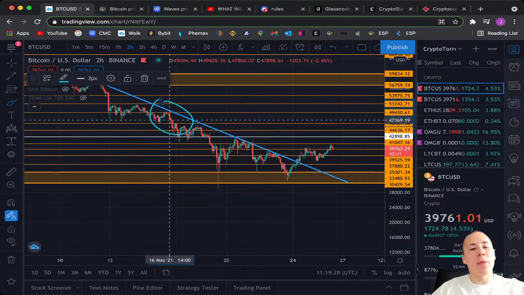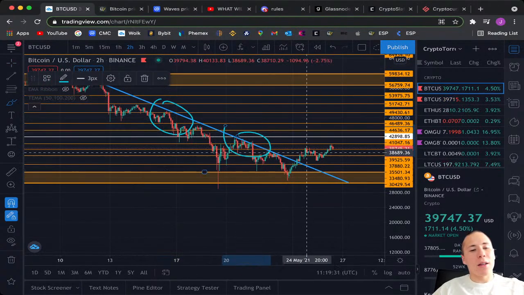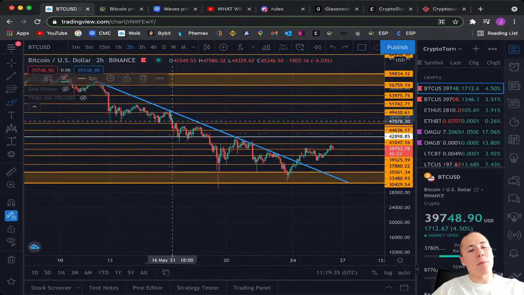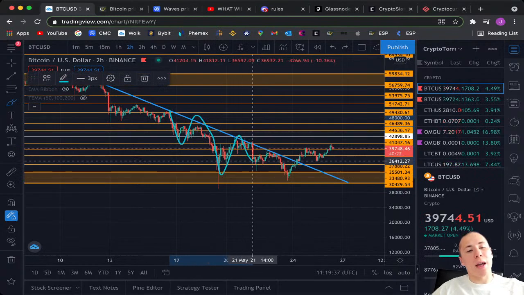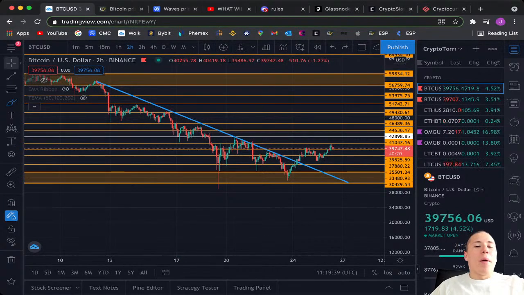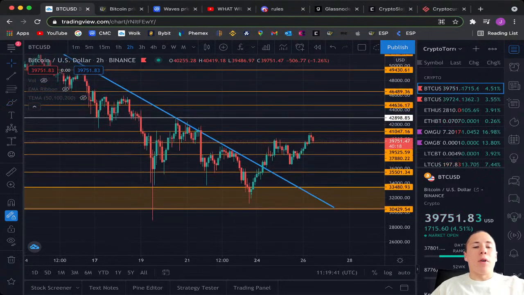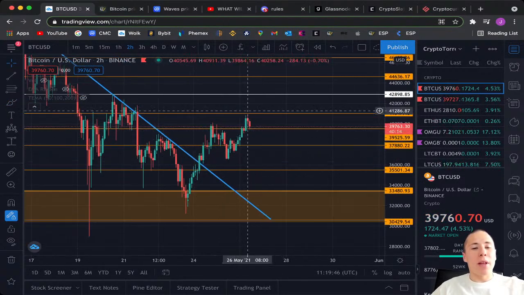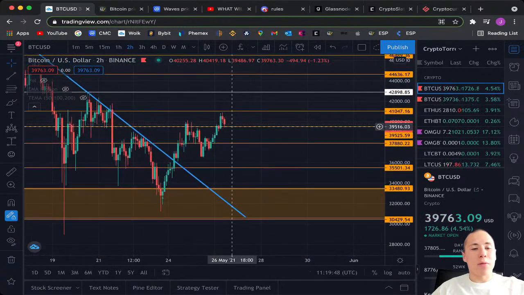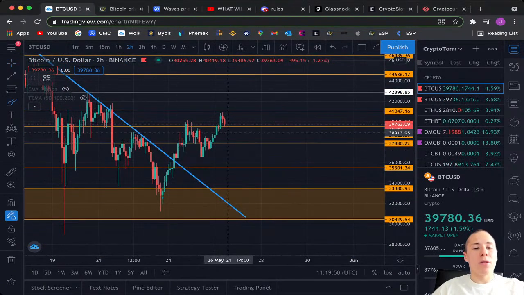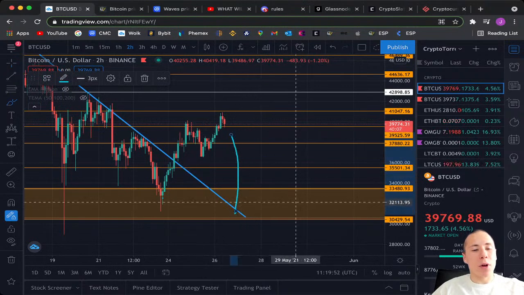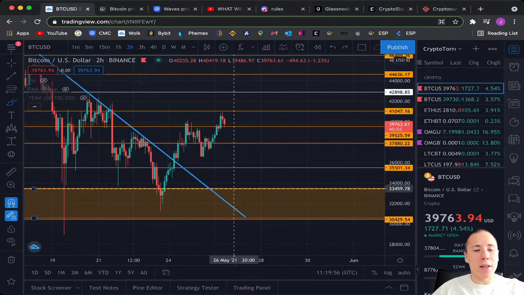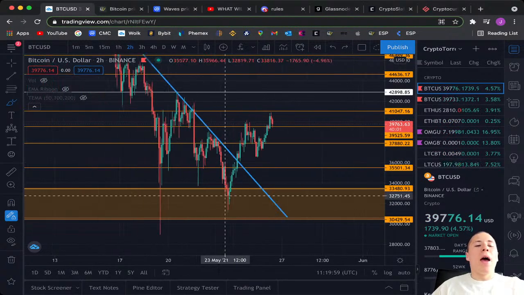We could see that there were many touch points on this downward sloping resistance, and that we were rejected multiple times once we tried to get above this major level of downward sloping resistance. And right now I'm hoping that if Bitcoin breaks out towards the downside, we will find support on top of the downward sloping support line, or on top of the orange box.